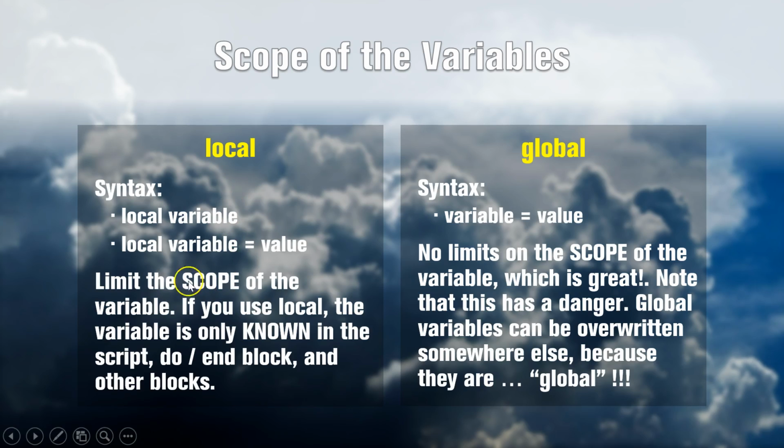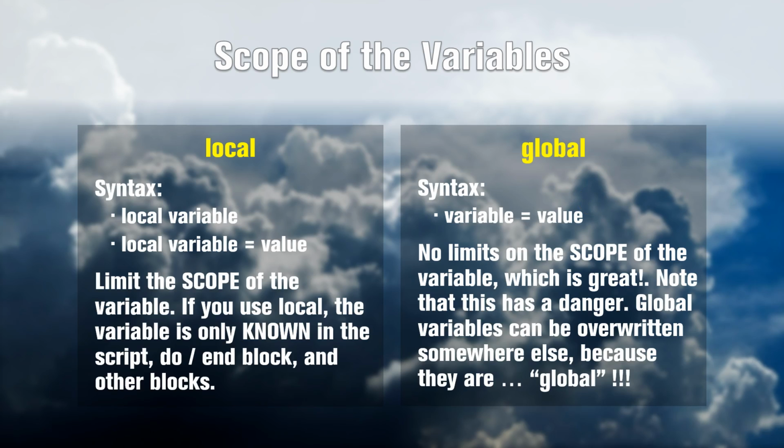Locally means that you limit the scope, so you limit where this variable is known within your script or within your program, in a do-end block or in other types of blocks like if-then-else constructions or do-while constructions and so on, loops. While a global variable, if you declare it, is known in the complete scope of your running program, so beyond your script.